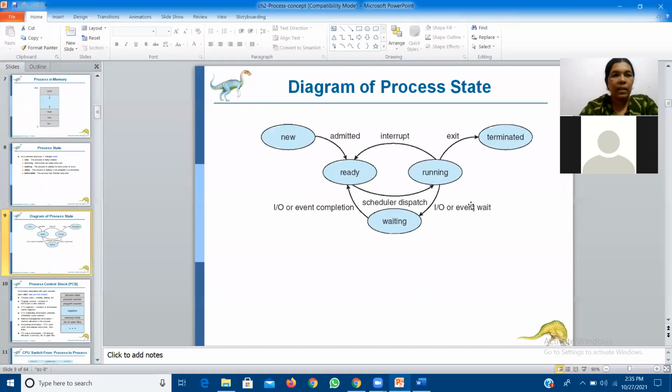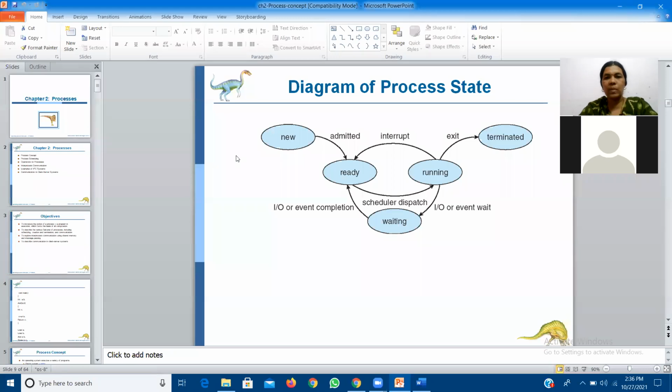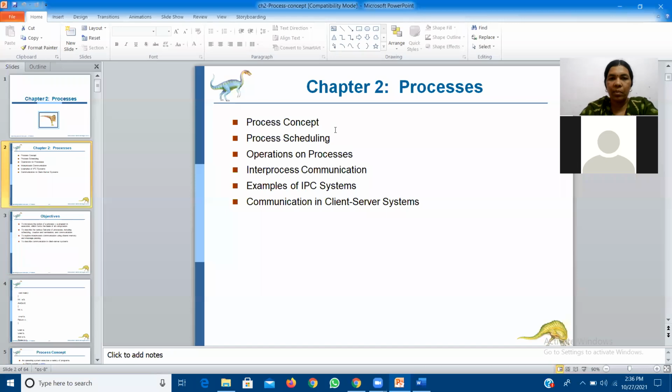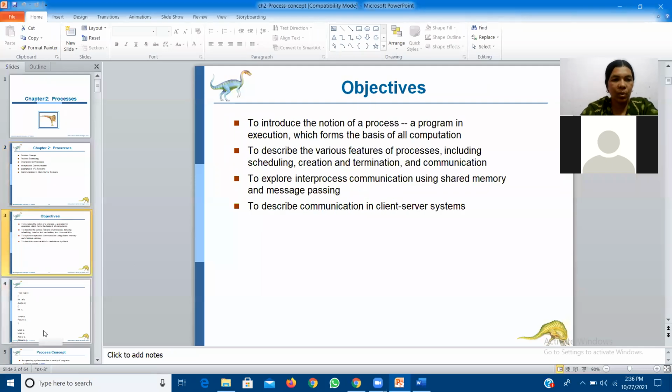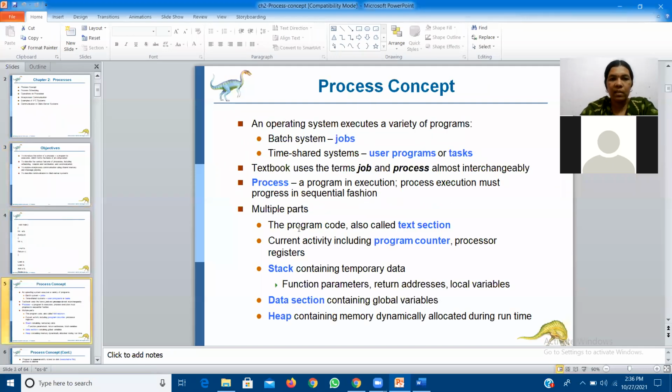So yesterday we started the second chapter. Good afternoon to everybody. The second chapter is called process, and under that we started the first point, process concept. Under process concept, we discussed the definition of process, and then the difference between process and program.